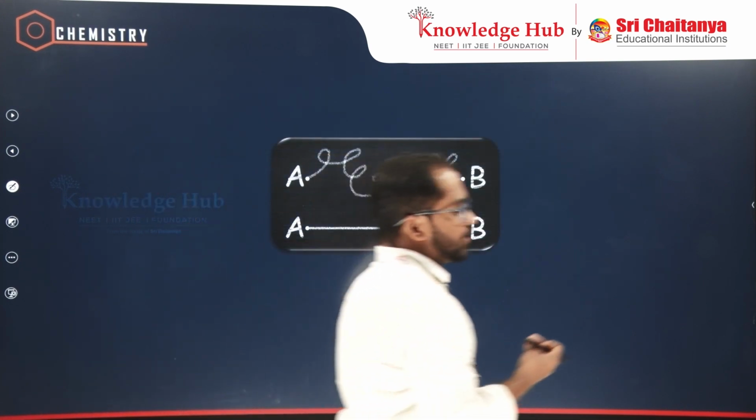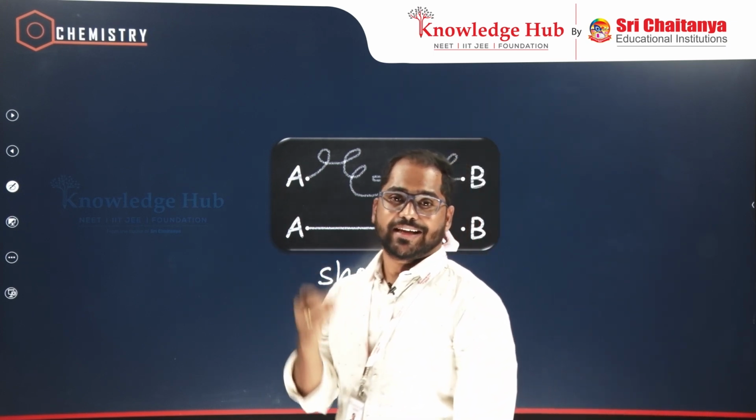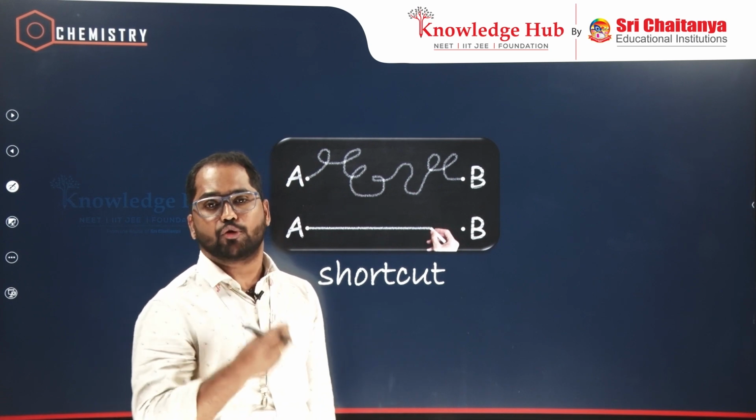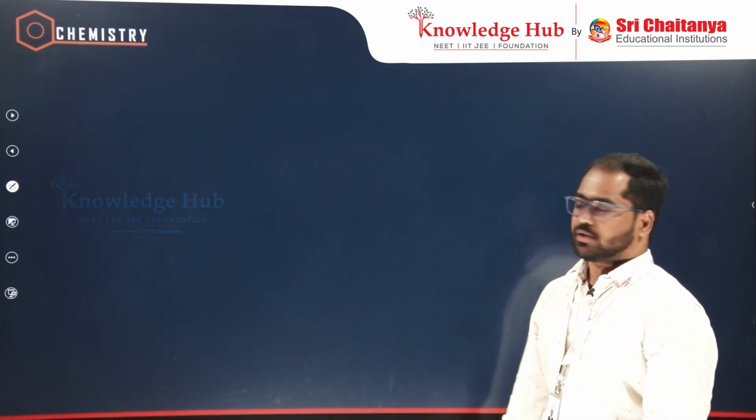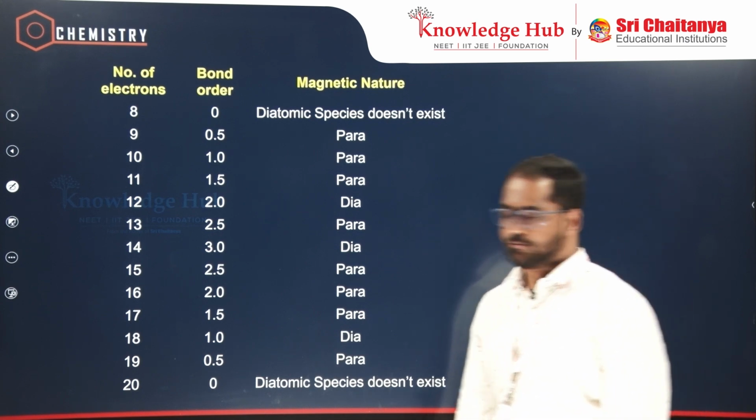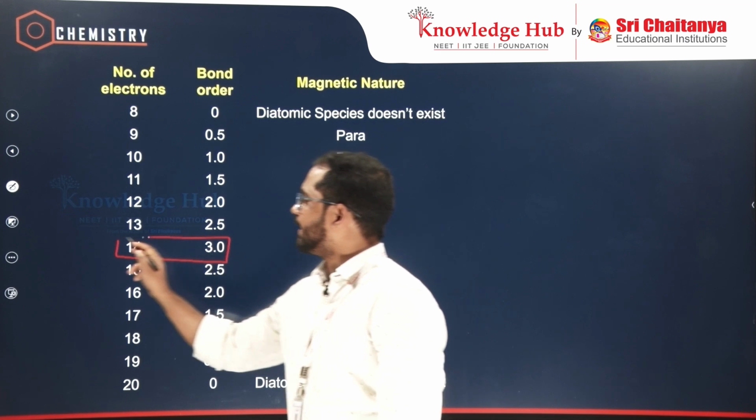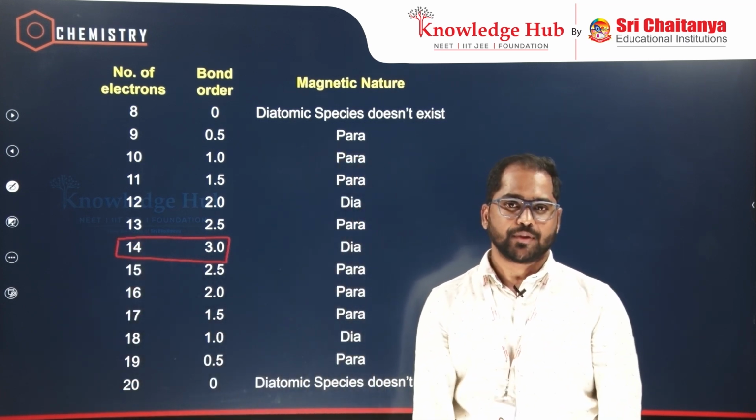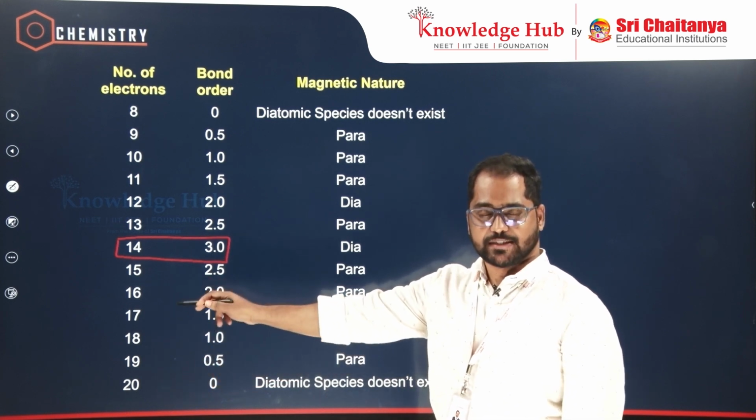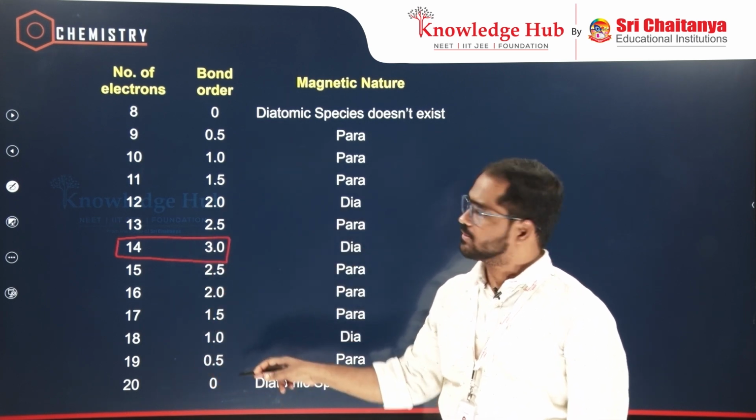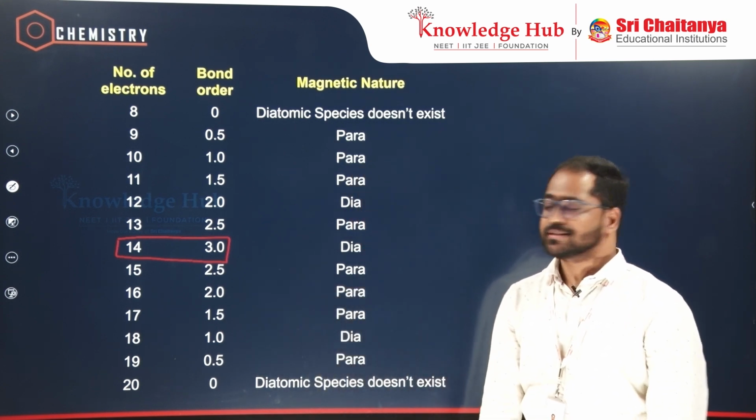Let's see a shortcut to answer these molecular orbital theory based questions instead of going for the molecular orbital energy diagram. What is the shortcut? This is the shortcut what we have. If you know the number of electrons in a diatomic species, we can directly take the bond order. Just if you know the number of electrons in the diatomic species, we can directly go for bond orders. This is the shortcut which we need to follow to answer the question simply.